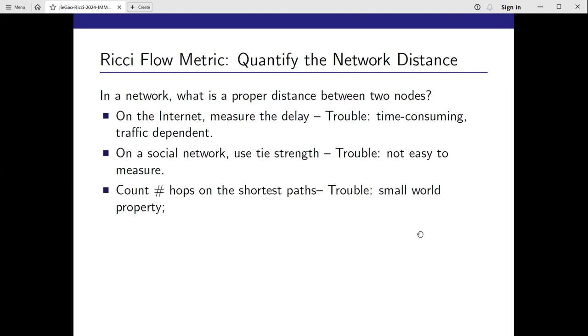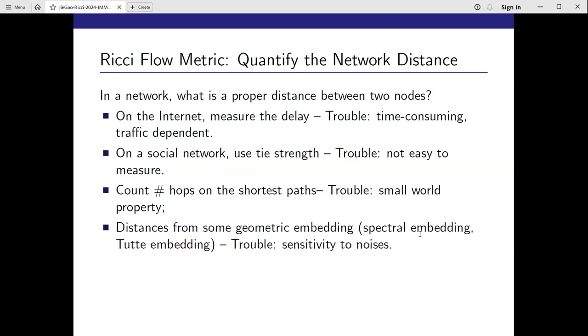On the other hand, if I have just a graph, one simple thing to use is just to count the number of hops. This is easy to get, but there's another trouble with it. All of the networks we handle have the small world property. So if I use just hop count, I'm going to get an integer between 0 and 6. So it's not very useful when I want to distinguish if it's far or close by.